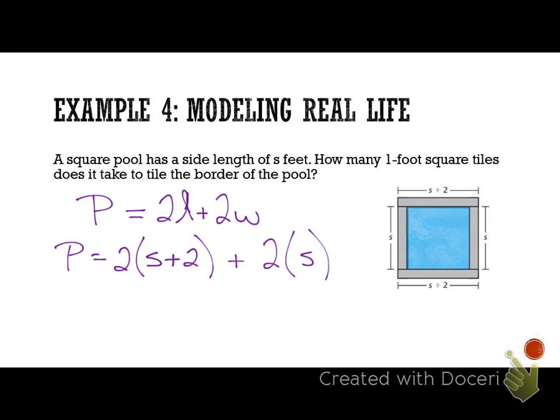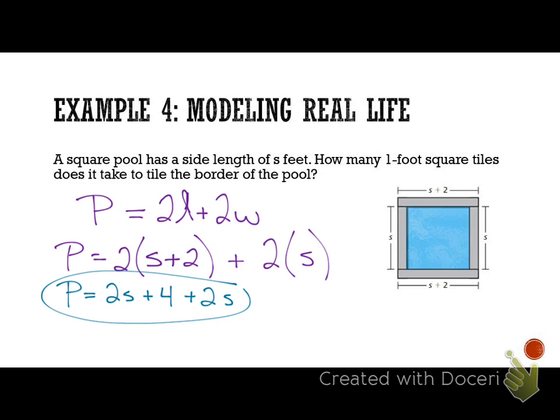Yesterday, that was a little frustrating because we didn't know what the skateboard kits cost, so it was a little confusing. All right, can I distribute 2 times s plus 2? Yes, guys. Yeah, we're almost done. P equals 2s plus 4 plus 2s. Okay, great. This is my answer.